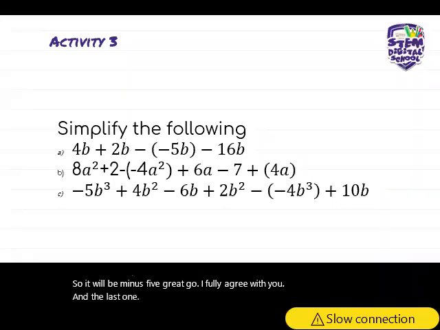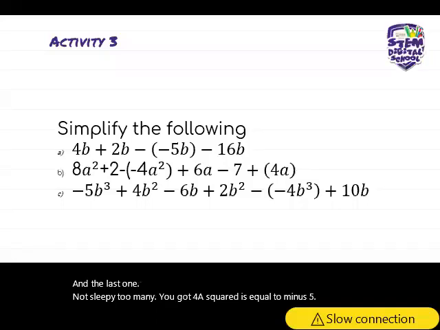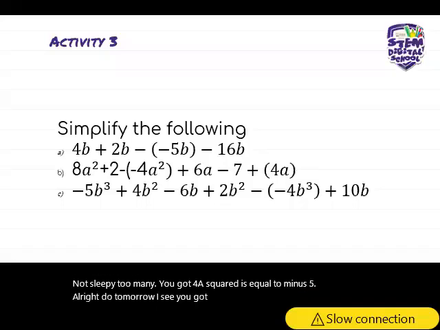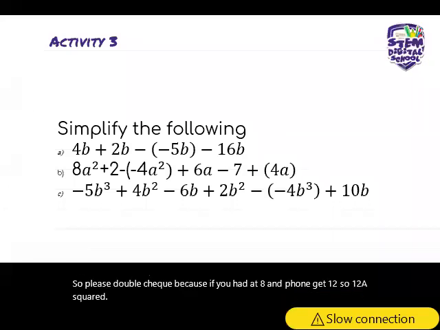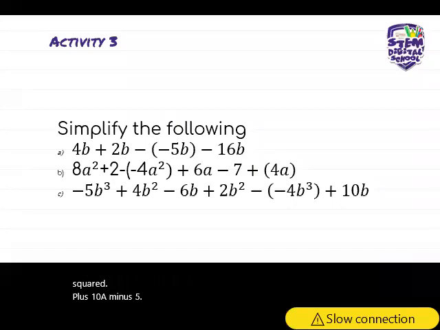Let's see, Bitumelo, you got 4a squared is equal to minus 5. All right, Bitumelo, I see you've got equal signs. This is just an expression. It should be one expression. So please double check, because if you add 8 and 4, you get 12. So 12a squared plus 10a minus 5. So that's if you want to rearrange it, Kai, 12a squared plus 10a minus 5. So minus 5 will be your constant.